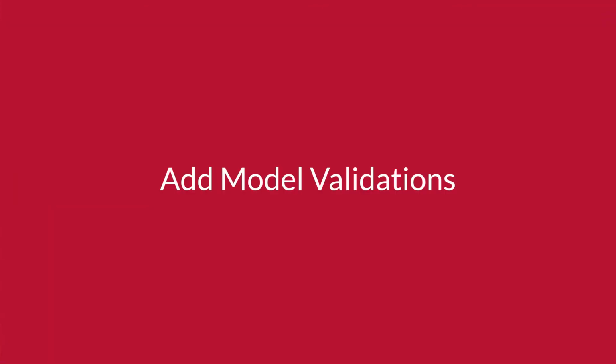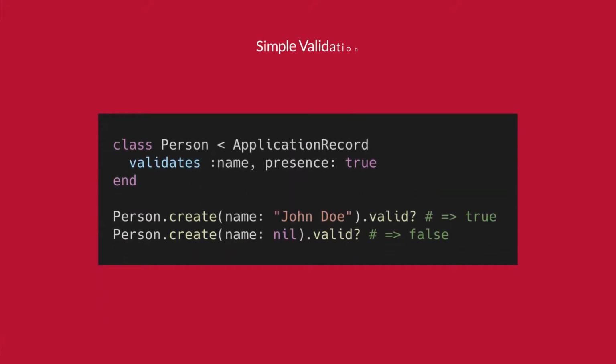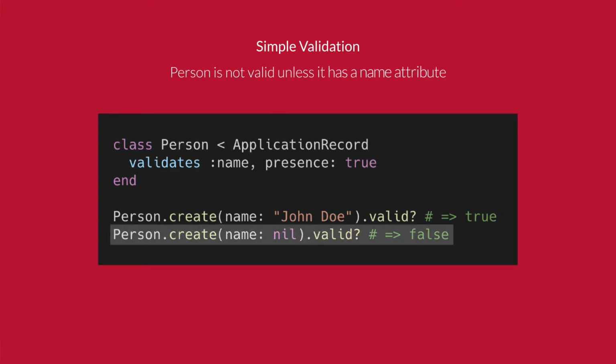In this lesson, we're going to add model validations. Here's an example of a very simple validation. The validation that we added lets us know that a person is not valid unless it has a name attribute. By adding the validation, it prevents the second person in our example from being persisted to the database.